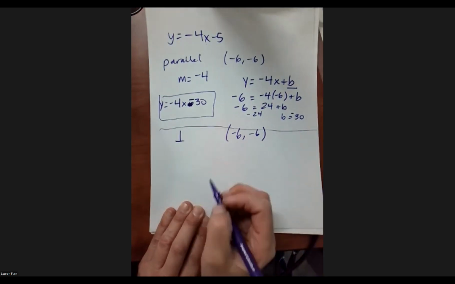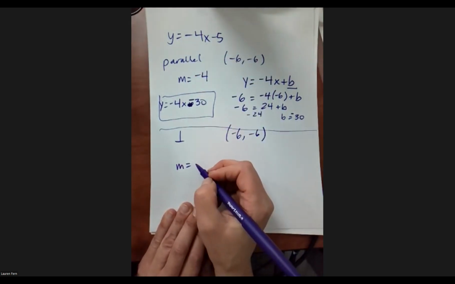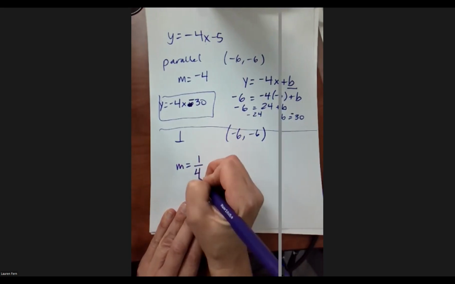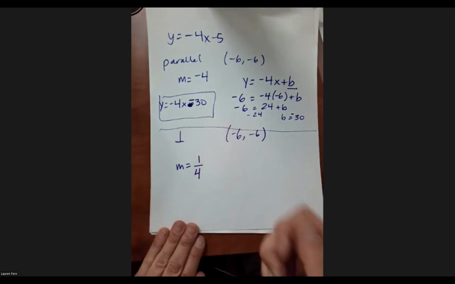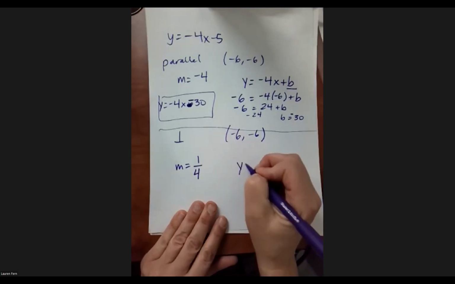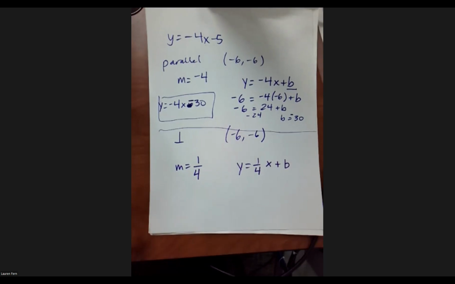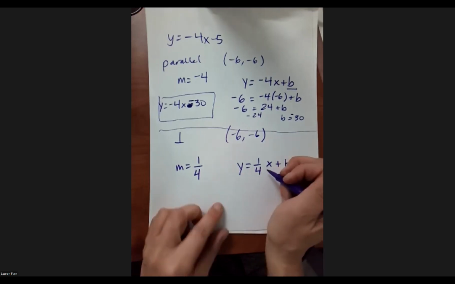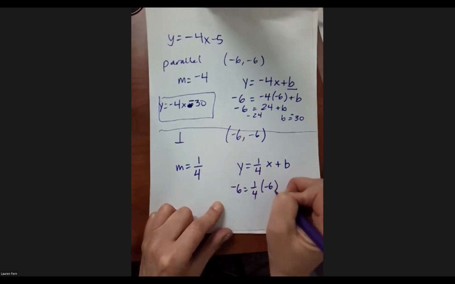How about the perpendicular line? If the slope of this guy is -4, what's the slope of the line that I'm looking for? +1/4. Remember, you change the sign and you flip it. So thus far, we have y equals 1/4 x plus b. And again, in order to find b, we plug in the ordered pair that we're given.